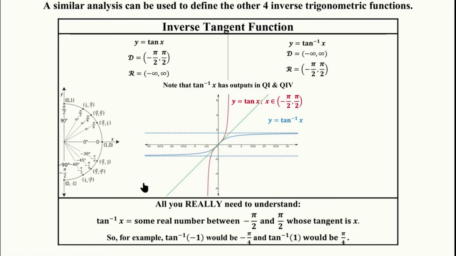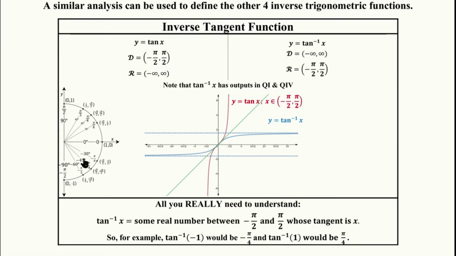So again, all you really need to understand is that the inverse tangent of x is some real number between negative pi over 2 and pi over 2, this time strictly between negative pi over 2 and pi over 2, whose tangent is x. So that's why the inverse tangent of negative 1 is, notice, some angle between negative pi over 2 and pi over 2, whose tangent is negative 1.